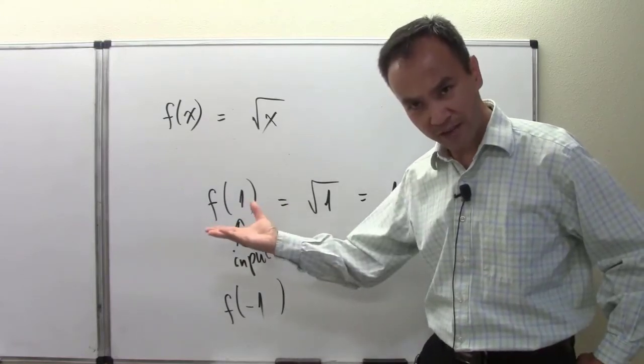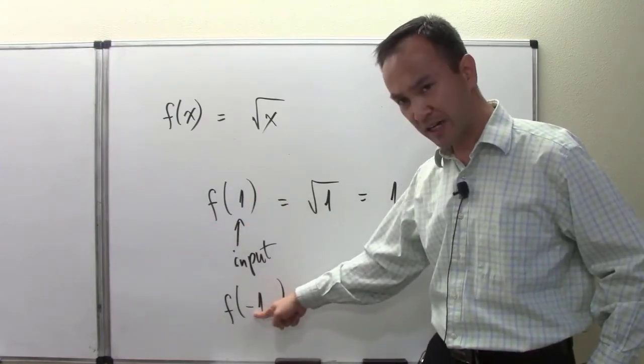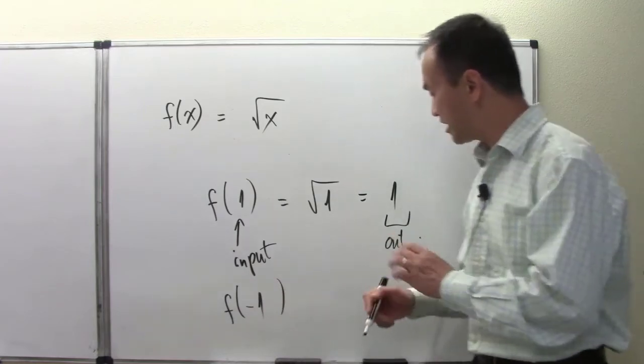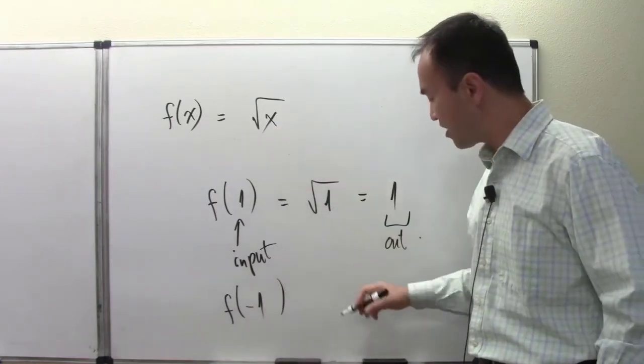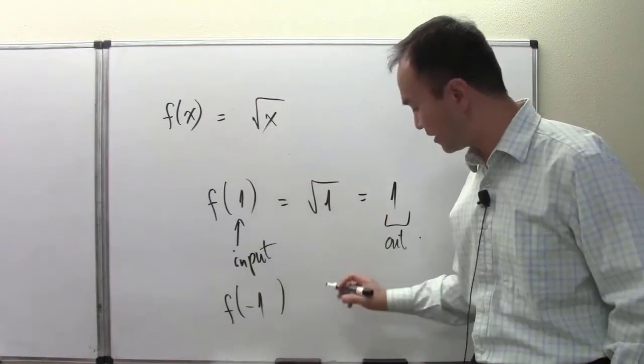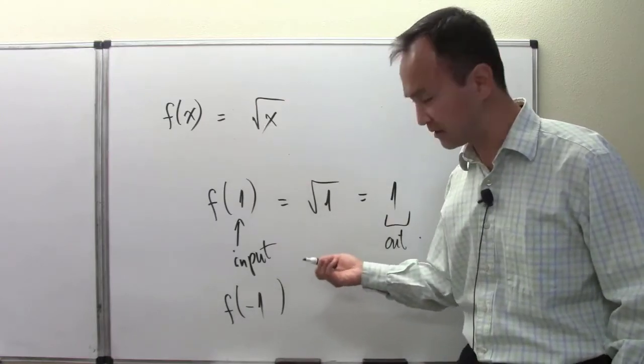So with this input now given as -1, I'm going to take that into the square root operation, because that's the rule for this function. The rule says we take the square root of the input.